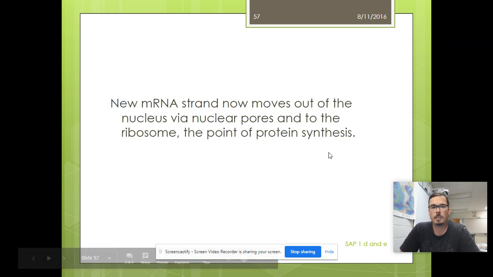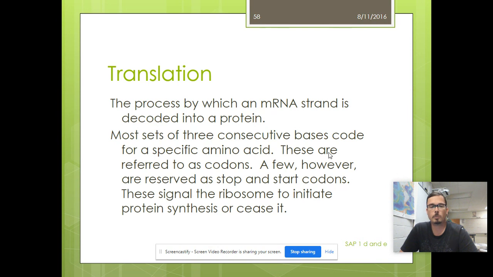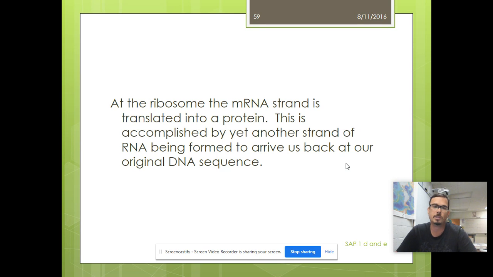The new mRNA strand will then move out of the nucleus via the nuclear pores and to the ribosome for protein synthesis. This is where translation takes place, the process by which an mRNA strand is decoded into a protein. Most sets of 3 consecutive bases code for a specific amino acid, which is the building block of protein. These are referred to as codons, and a few, however, are reserved as start and stop codons. These signal the ribosome to initiate protein synthesis or cease it.